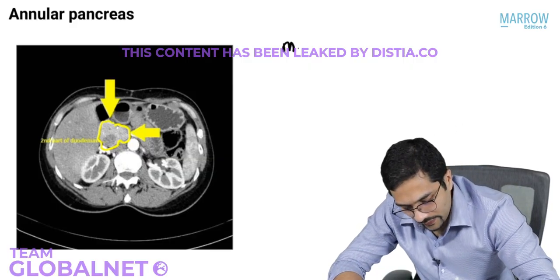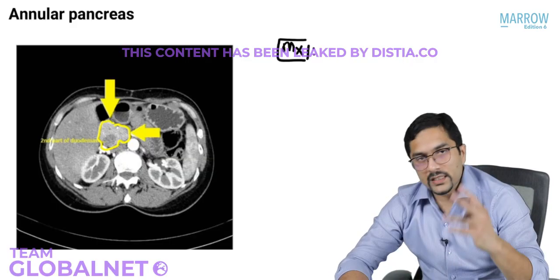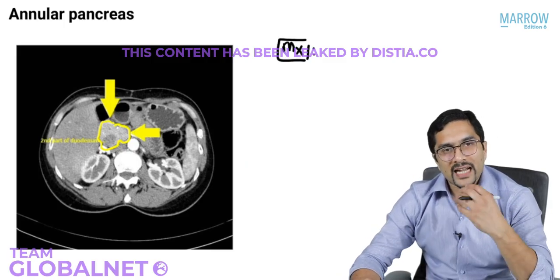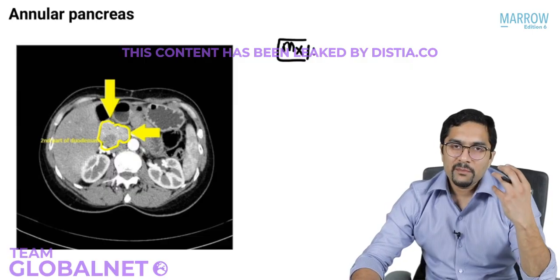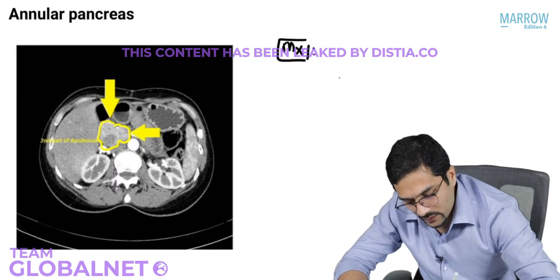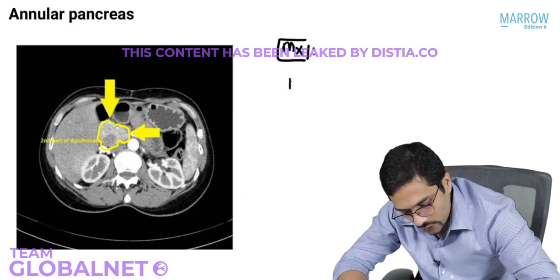Now, the management of annular pancreas: we just don't cut the pancreatic tissue, because if you cut the pancreatic tissue, that will devascularize the pancreas and also the pancreatic ducts can get cut. So the management here is duodenoduodenostomy.